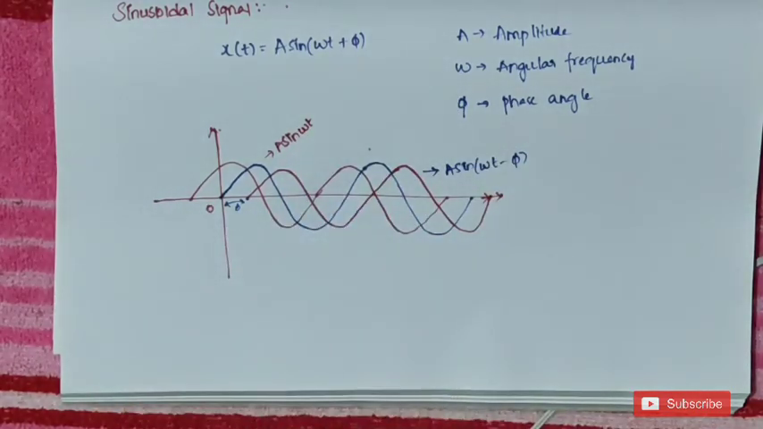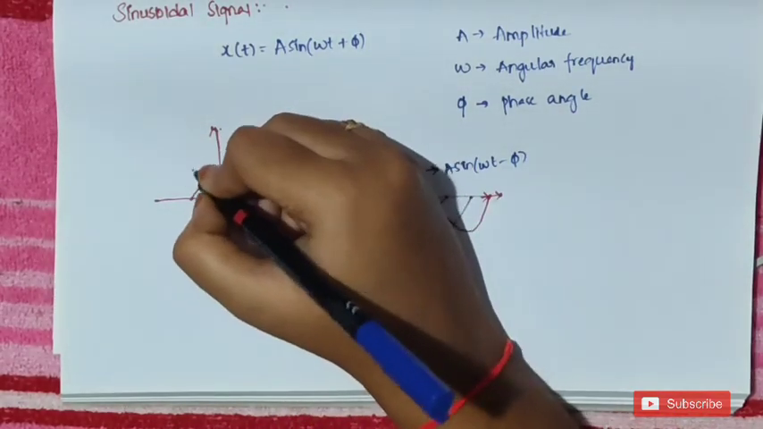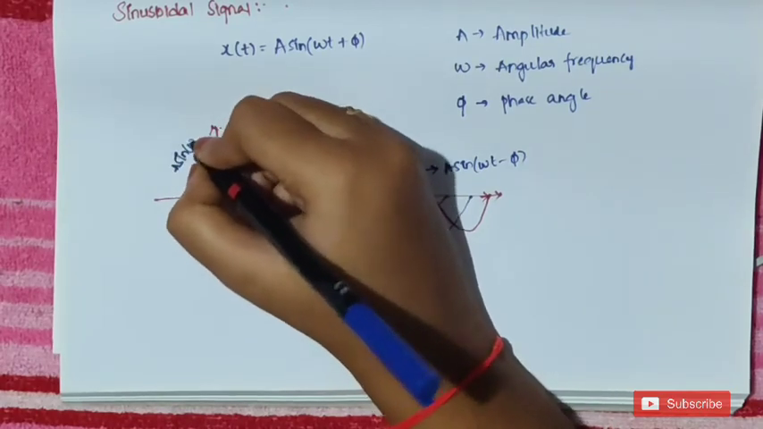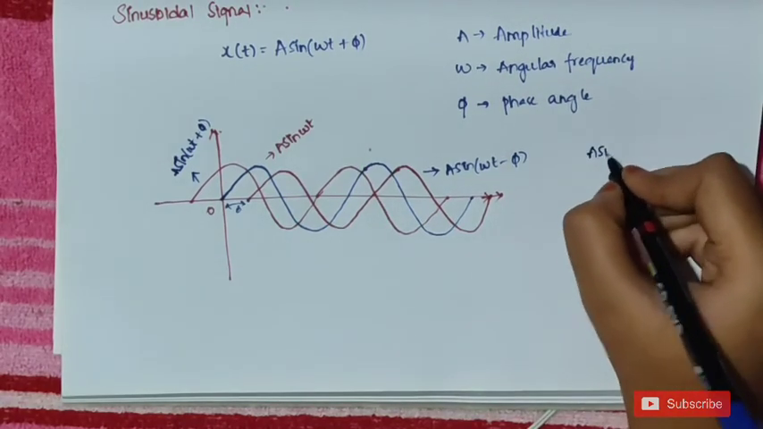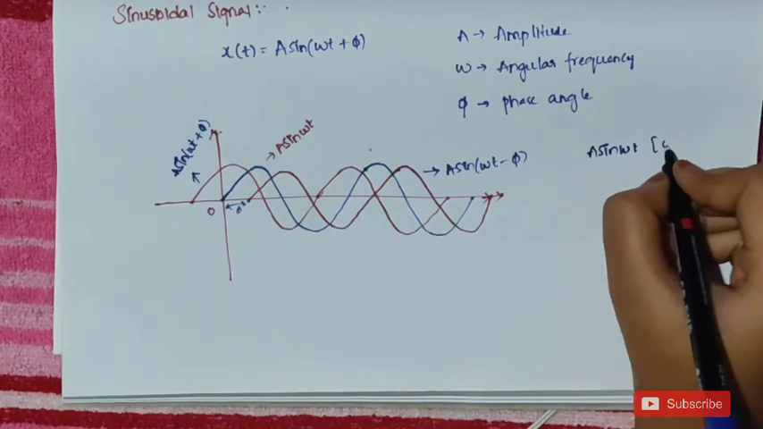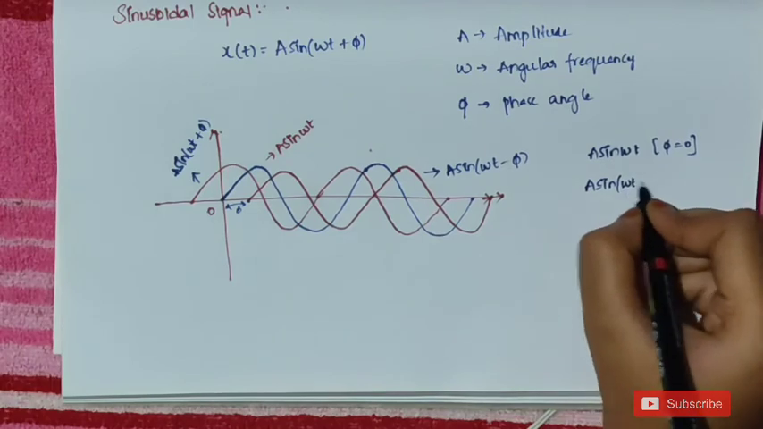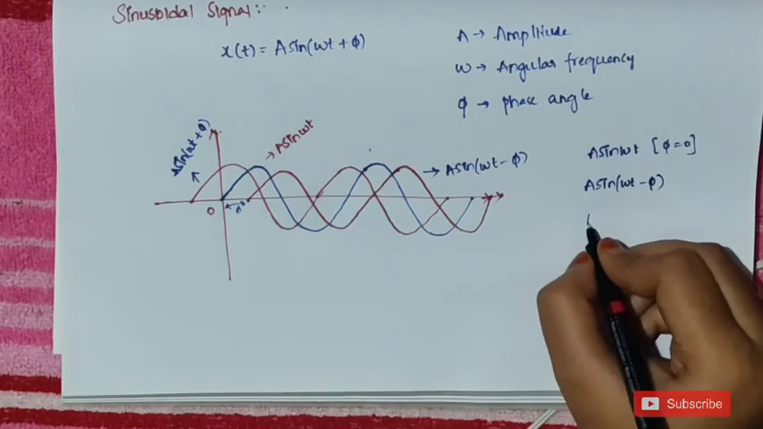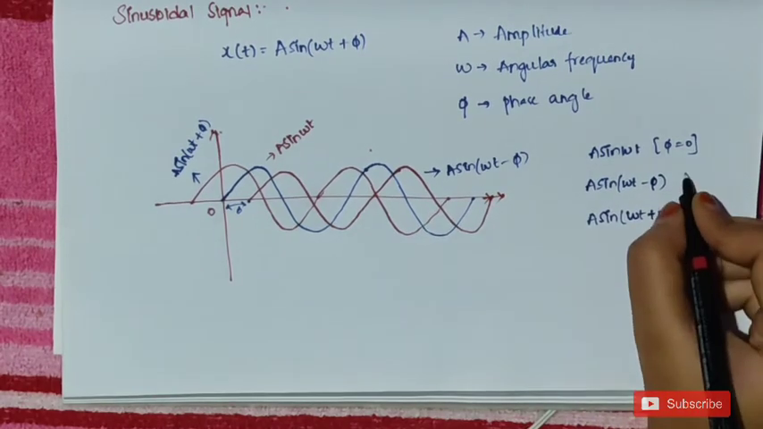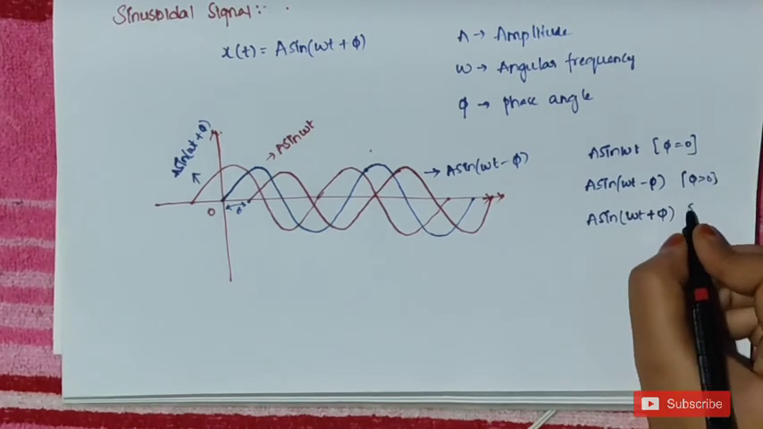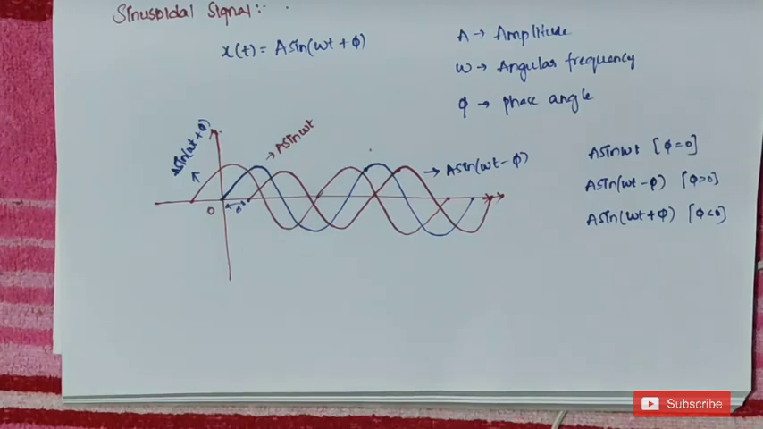If you consider this signal, it is starting somewhat earlier, in an advanced state. So it is A sin of omega t plus phi. So these are the three types of signals. A sin omega t means phi is equal to 0. Next, A sin of omega t minus phi, and the other one, A sin of omega t plus phi. Phi greater than 0, phi less than 0. This is about the sinusoidal signal.